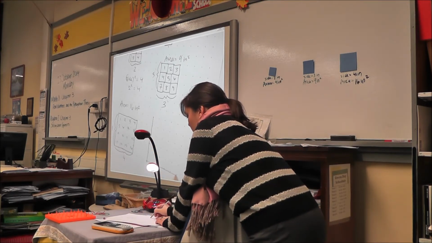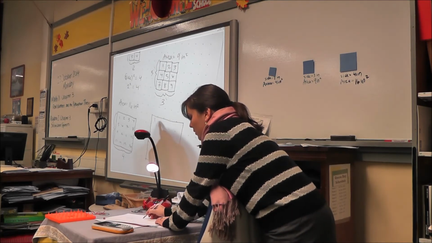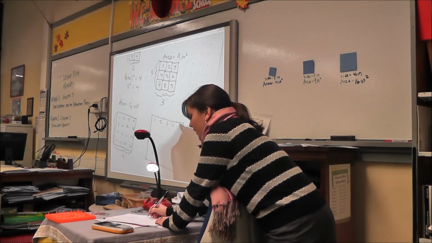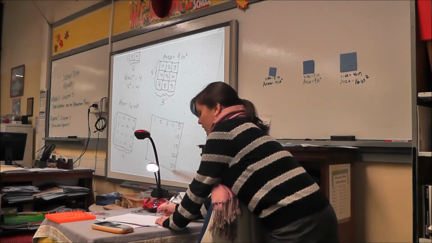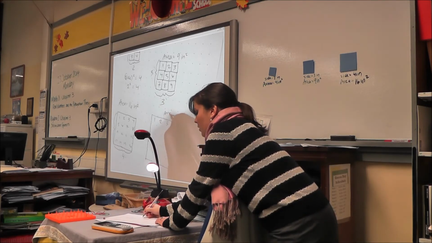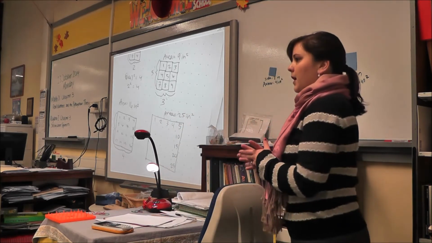5. What do you think that these squares would be over here? This would be 20. 3, 4, 5. This one would be 10, 15, 20, 25. So did we go up by 5? So is this an area of 25? 25 inches squared? Yeah. All right.